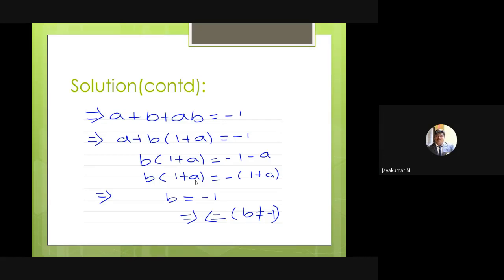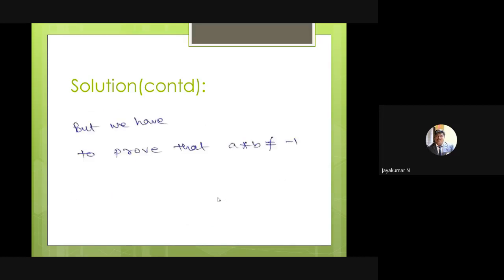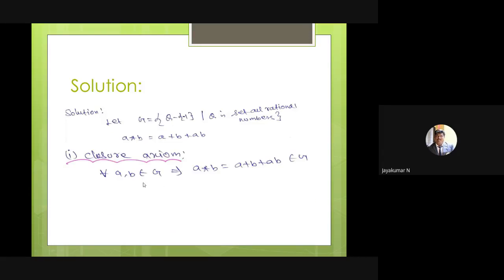So what are the elements in G? The elements in G are not equal to -1. If you choose any element in G which is not equal to -1, clearly A is not equal to -1. Okay, so A is not equal to -1. Definitely this is a non-zero element, so definitely you can divide on both sides. Finally, we get B equal to -1. But B is not equal to -1, because here I missed something. So here you have to write A, B belongs to G.